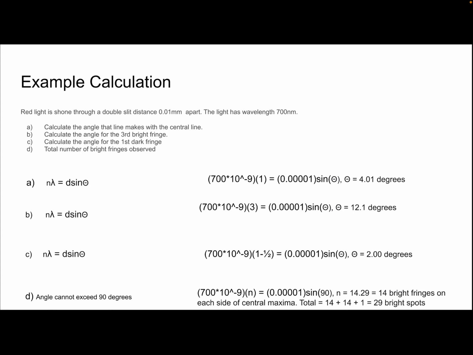And if you want to count the total number of bright spots, you can just use 2n plus 1. So total is just 14 times 2 plus 1. The logic once again is that there's an equal number of bright fringes on both sides of the central maxima, which gives you 2 times n. And if we want to include the central maxima itself as a bright fringe, you have to add another 1 for that central maxima. So in this case, the total number of bright fringes will be 29.